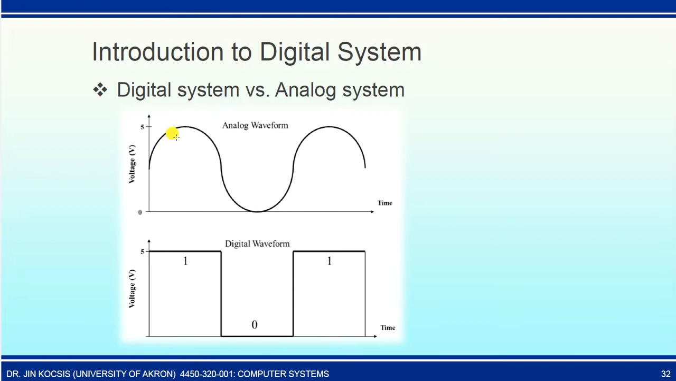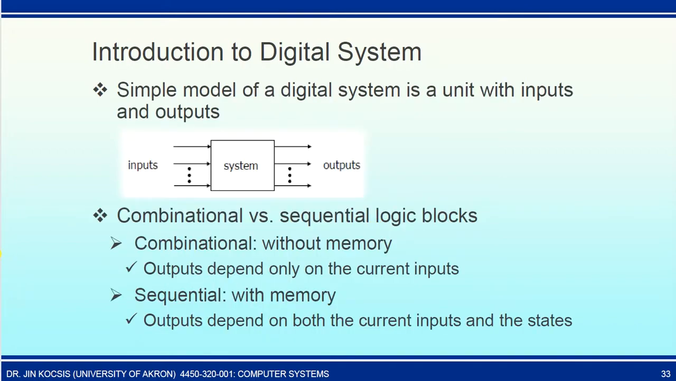Okay, and here, for example, your analog system is this way. The digital system will basically have discrete time steps, and also count with only zeros and ones.